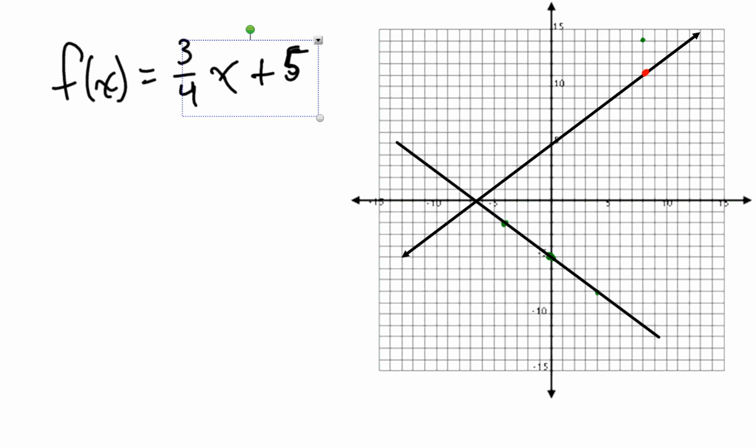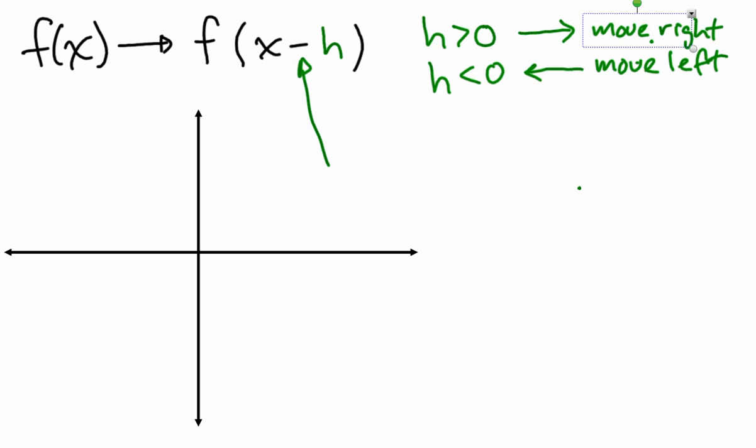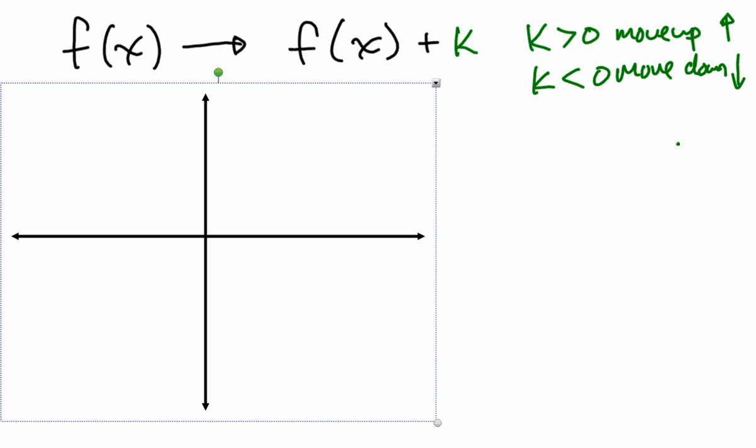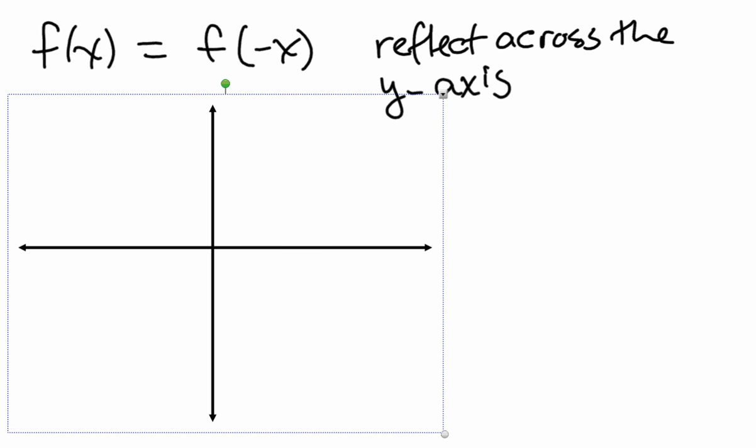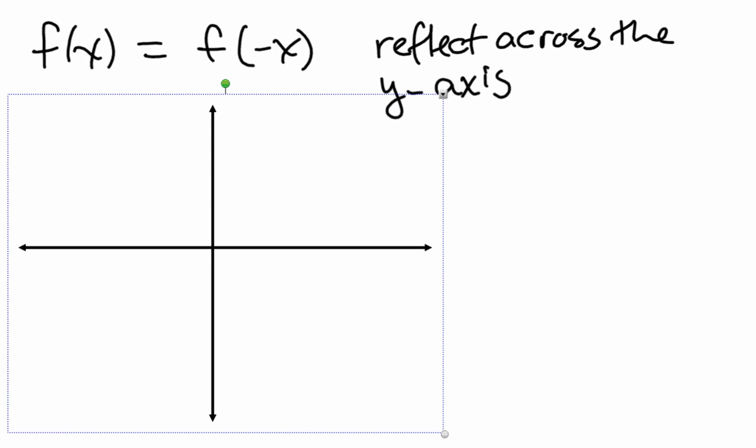Okay, so let's go back up and look at the rules. There's left or right, where I change by subtracting inside of the argument. This is up or down, where I add to or subtract from the result. A reflection across the x-axis is right here. We just did that: f of x gets mapped to the opposite of f of x. And to do a reflection across the y-axis, f of x is going to be transformed to f of the opposite of x.